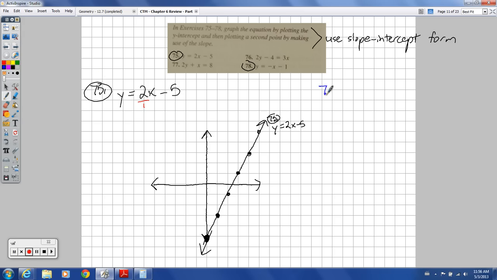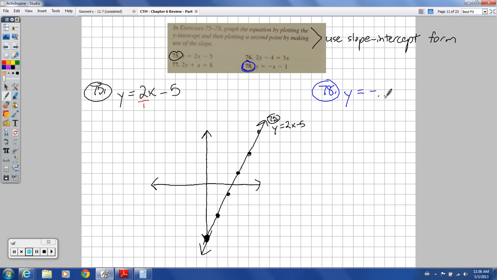This other one, I'll do this in blue just to make it easily distinguishable. We've got y, this is already in slope-intercept form. These two weren't, 76, 77, not in slope-intercept form, so you should know how to do that first, by solving for y. Get y by itself, and then you've got it in slope-intercept form, and then do your thing from there. But 78, that's the one we'll focus on here.